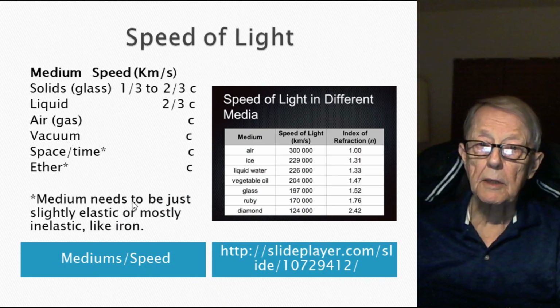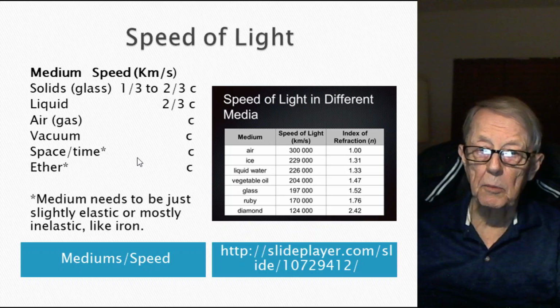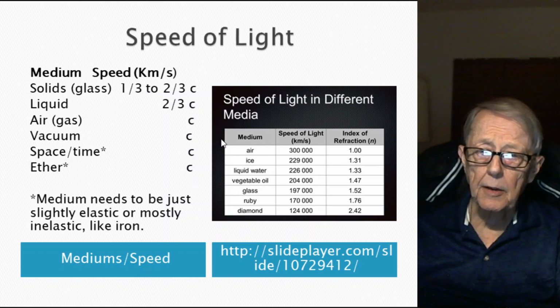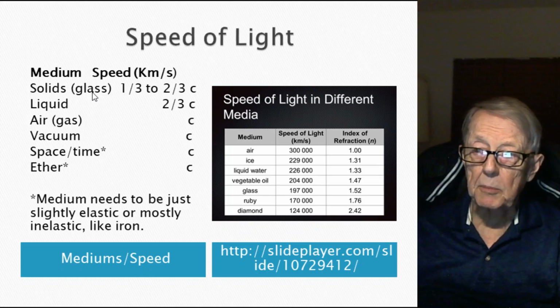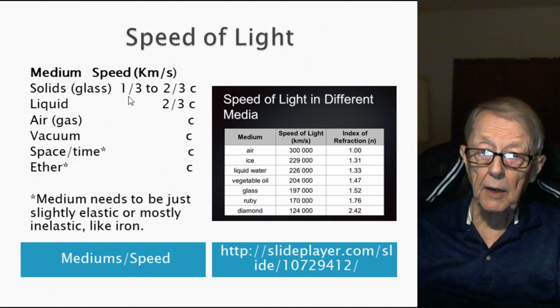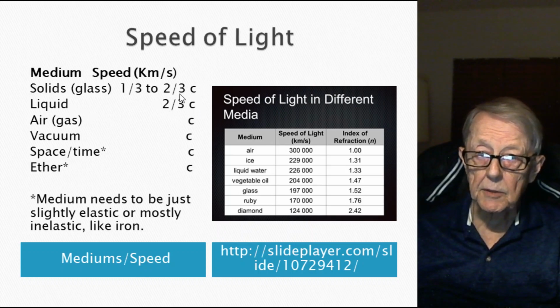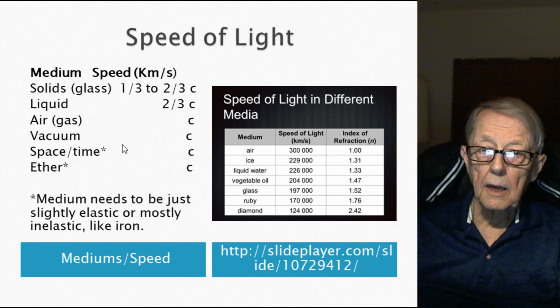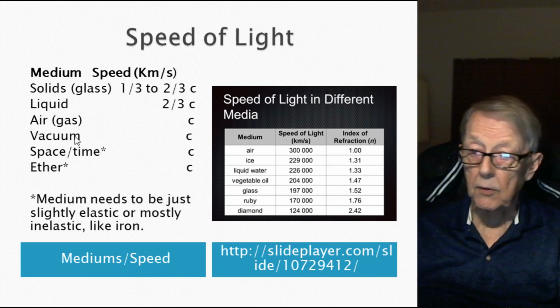Okay, so let's take up a different topic. Let's look at the speed of light for a moment. I pulled up this chart. I'm not going to review that. You can find many of them on the internet. The speeds are in kilometers per second, and I just kind of looked at these numbers and generalized that in solids, which has to be something like glass where light can go through, the speed is 1/3 to 2/3 of the speed of c. In liquids, it's more like 2/3. In air, it moves at c.